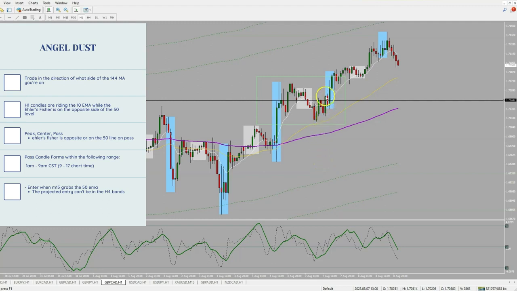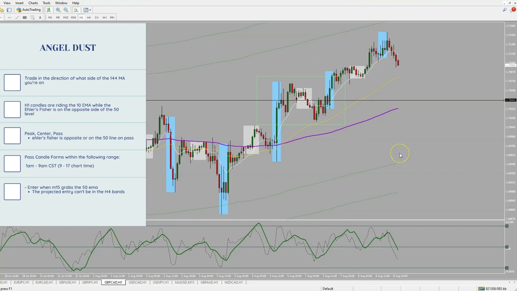So what time did this candle happen? Let's make sure that this is within the proper range of time. So I'm going to grab that crosshair again, put it back above that candle again. And if you look down at the bottom, you see that this happened at 13 chart time, which is equivalent to 5 a.m. my time, or Central Standard Time rather.